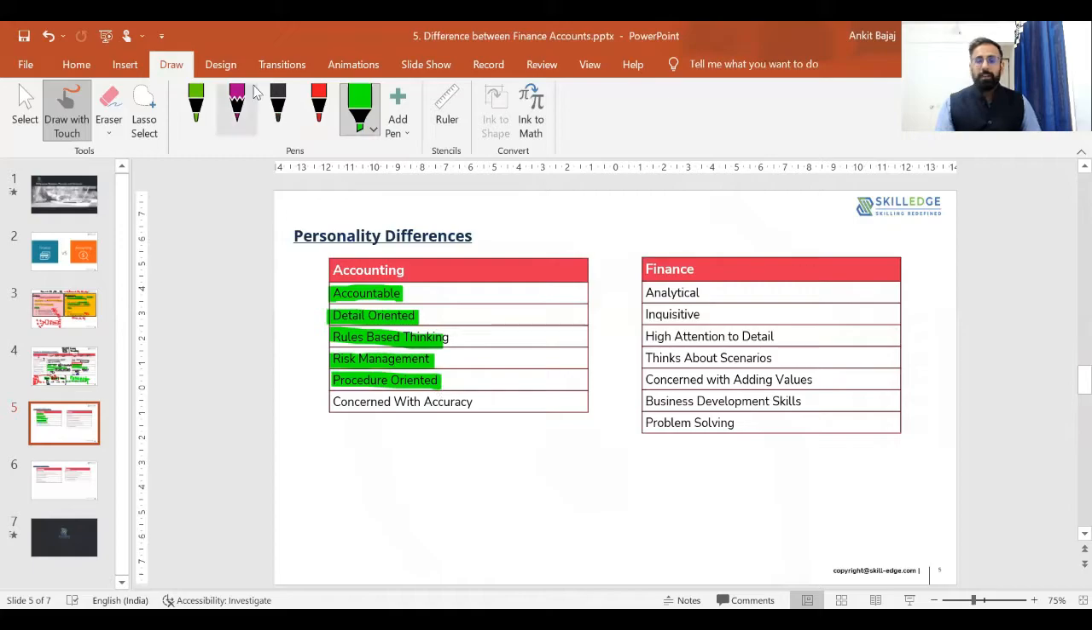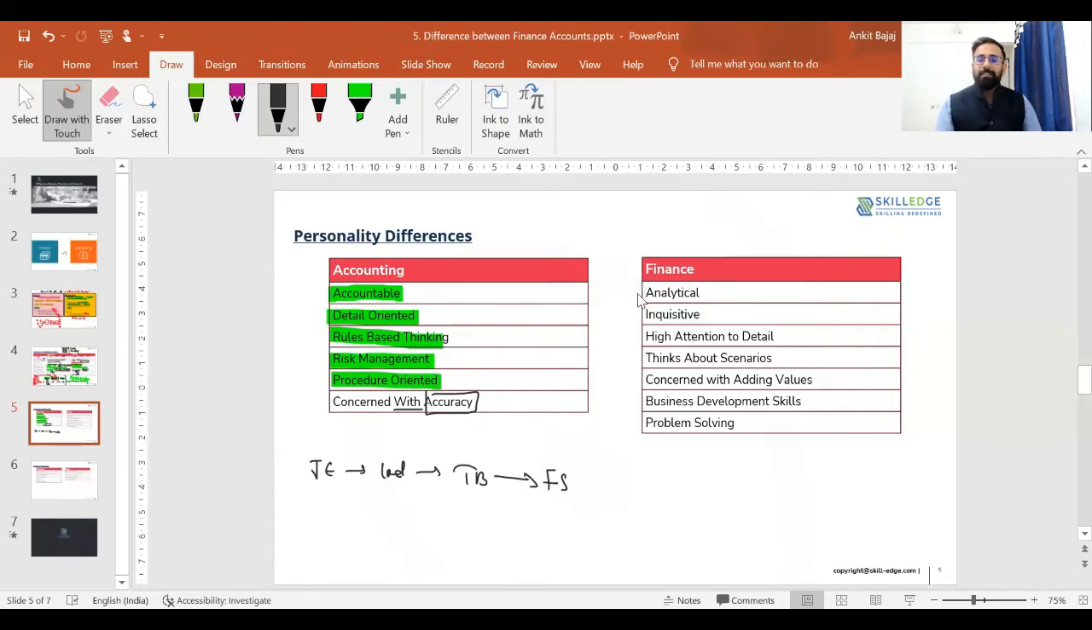Procedure oriented: in accounting we follow a procedure. We record journal entries, then we prepare ledgers, then we prepare the trial balance, then we prepare the financial statement. This procedure we have to follow every time to prepare financial statements. Concerned with accuracy: definitely you have to record each and every transaction very carefully, so you should get an accurate answer.